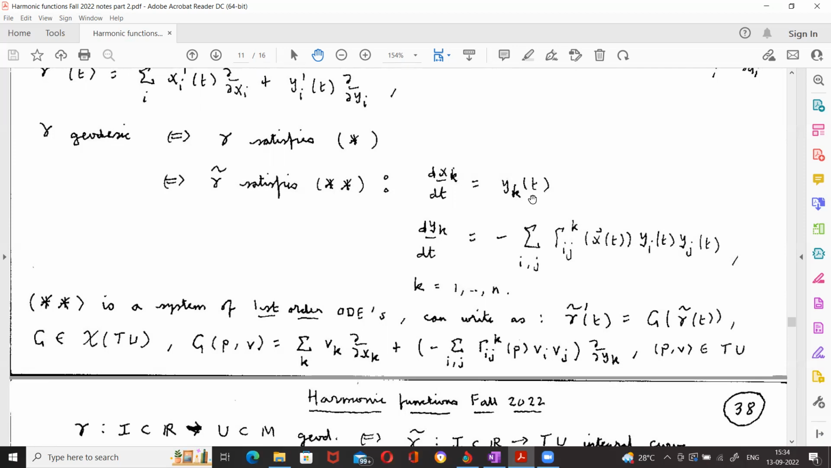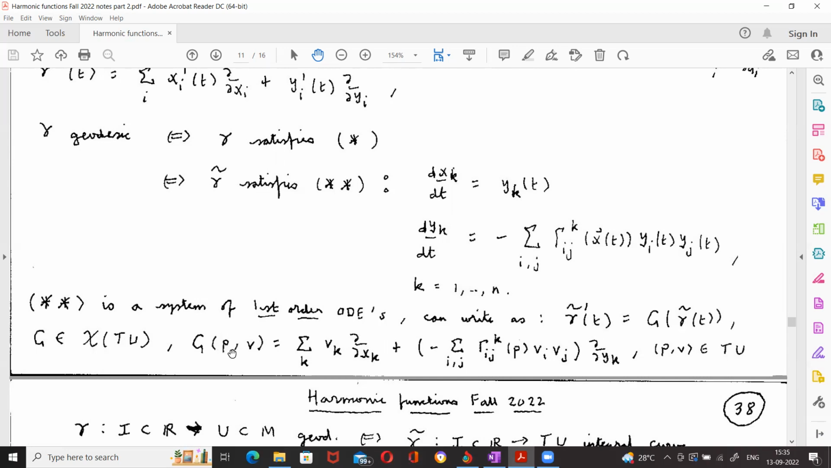This is a system of first order ODEs. So we can write this in the form gamma tilde prime of t is equal to a vector field G on the tangent bundle applied to gamma tilde of t. Where what is vector field G? G is going to be a linear combination of the del xk's and the del yk's.